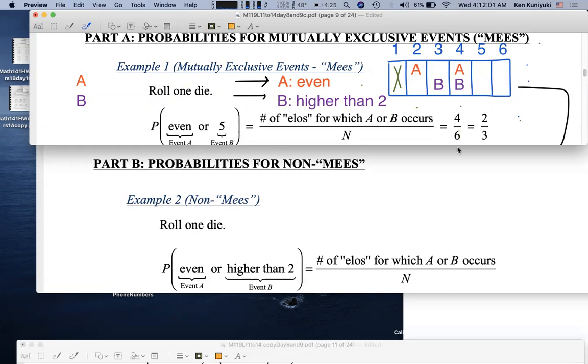What about 5? 5 is not even, but it is higher than 2. Event B occurs. What about 6? 6 is even, and 6 is higher than 2.